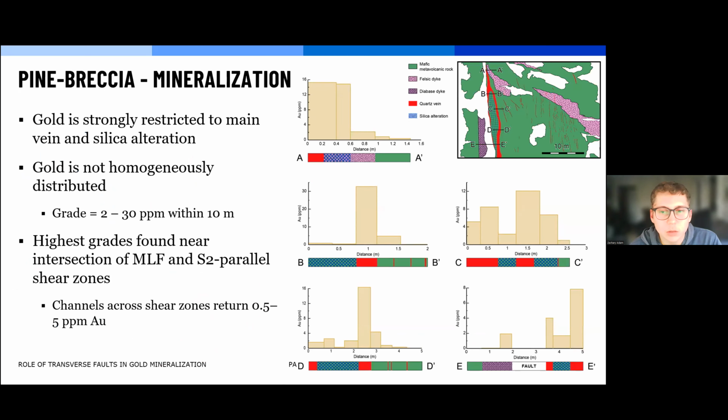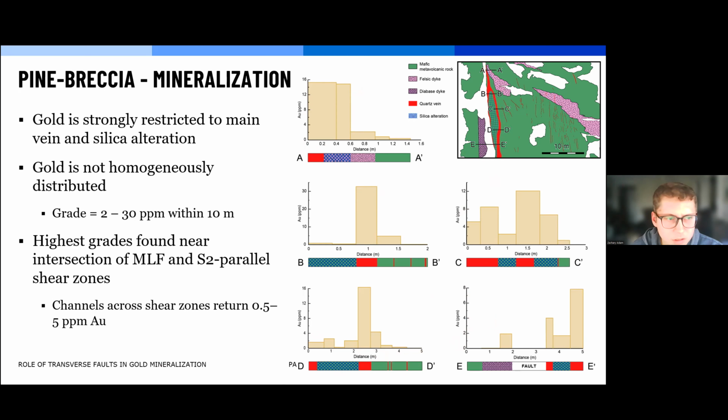So these figures show histograms of gold concentrations from the channel samples against both the distance from the fault as well as the rock types or silica alteration level. Although we can see that gold is restricted strongly to the main vein and the silica halo, the distribution of the gold is not homogeneous. So we have grades that range from about 2 to upwards of 30 ppm of gold, all within a 10-meter interval of strike.